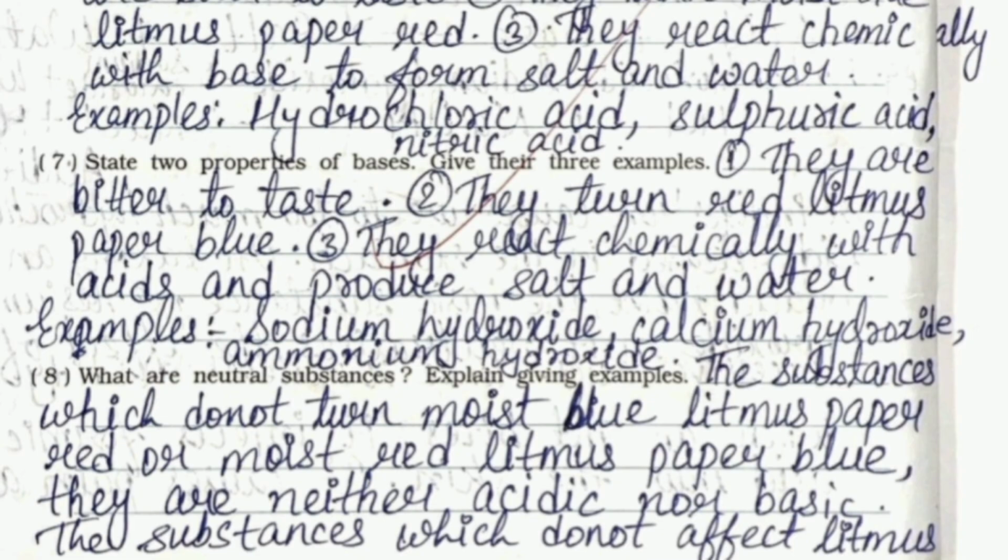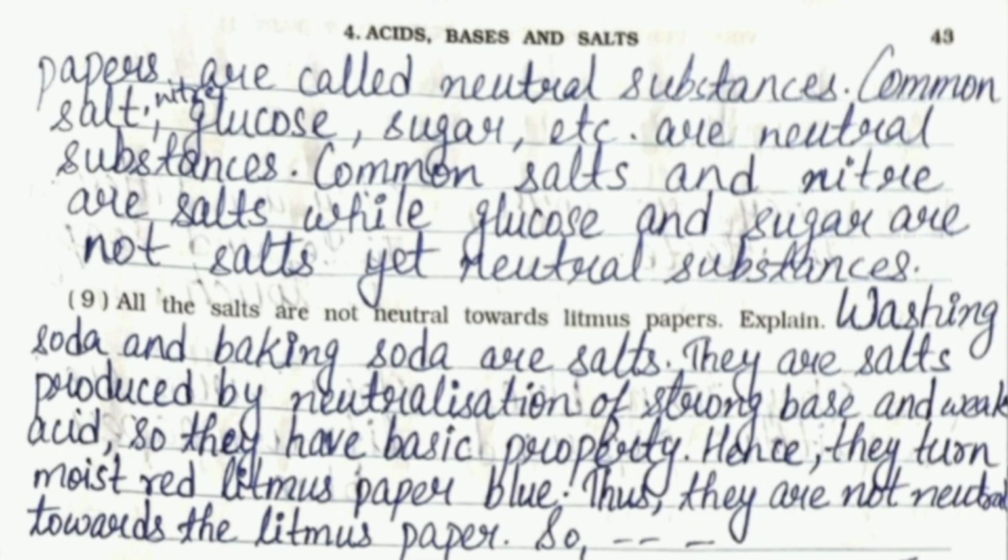Eighth one, what are neutral substances? Explain giving examples. The substances which do not turn moist blue litmus paper red or moist red litmus paper blue are neither acidic nor basic. The substances which do not affect litmus papers are called neutral substances. Common salt, niter, glucose, sugar, etc. are neutral substances. Common salt and niter are salts, while glucose and sugar are not salts yet neutral substances.